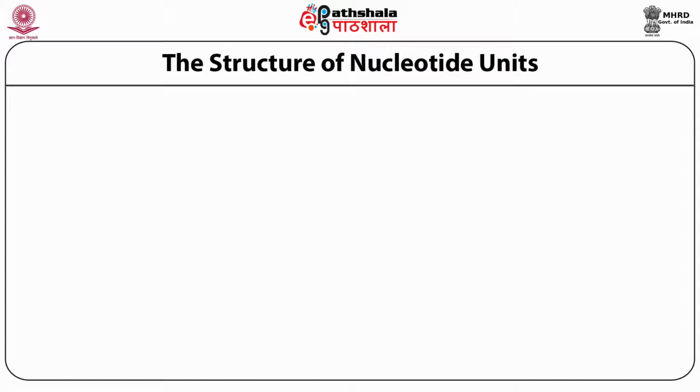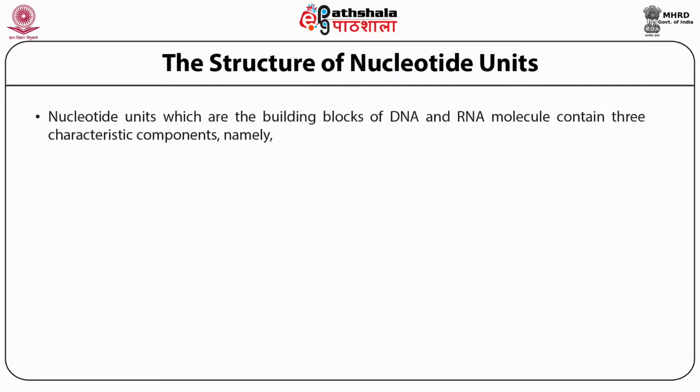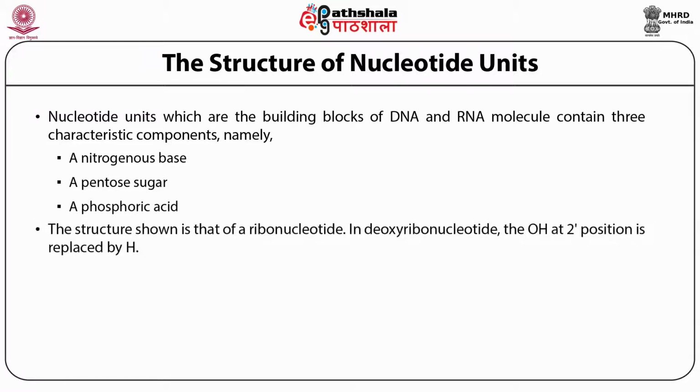Let us consider in detail the structure of nucleotide units. Nucleotide units, which are building blocks of DNA and RNA molecules, contain three characteristic components, namely a nitrogenous base, a pentose sugar, and a phosphoric acid. The structure shown is that of a ribonucleotide. In deoxyribonucleotide, the OH at 2' position is replaced by H.